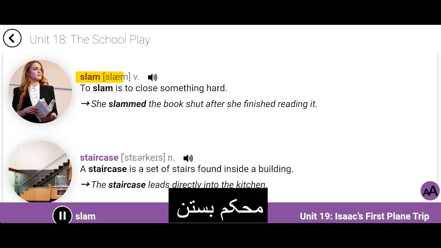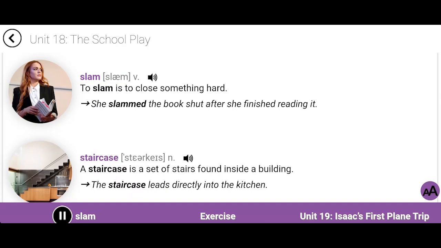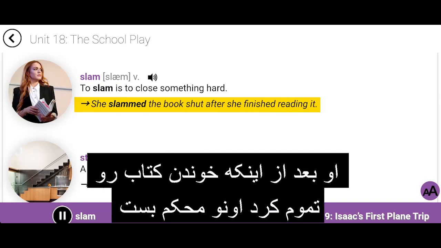Slam. To slam is to close something hard. She slammed the book shut after she finished reading it.